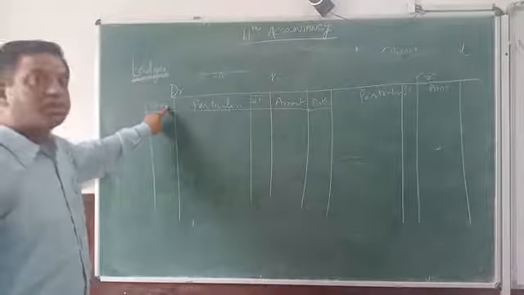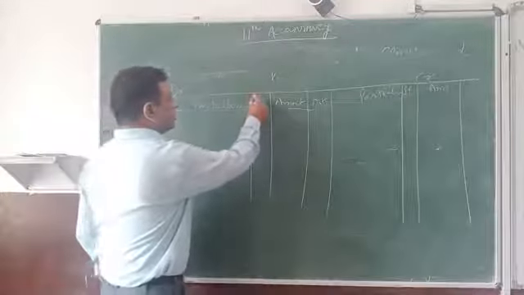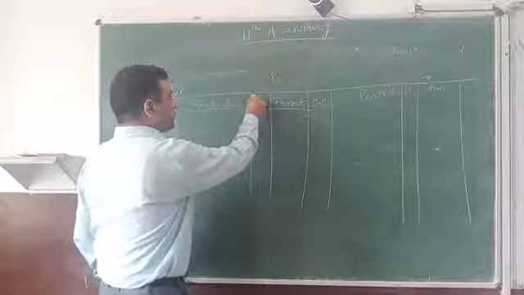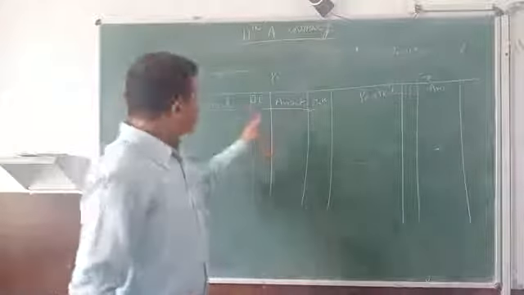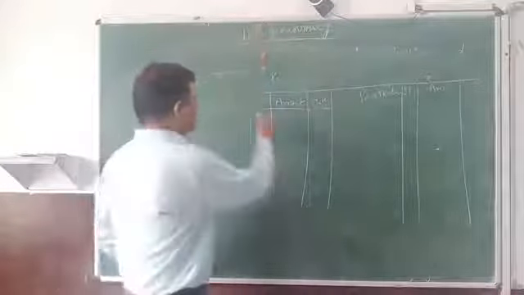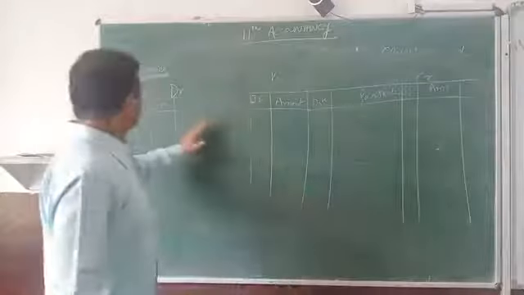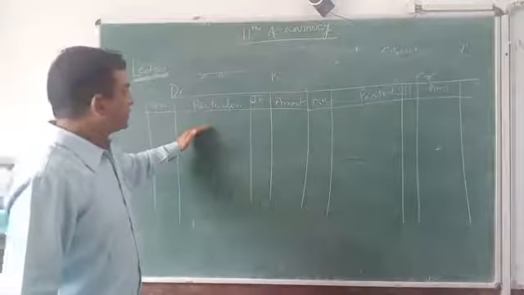Particulars: here you have to put the detail of all the transactions. Journal value means the number of the page of the journal from where you have taken this transaction. Amount: you have to put the amount, and the same thing on the credit side. This is the pro forma of a ledger.